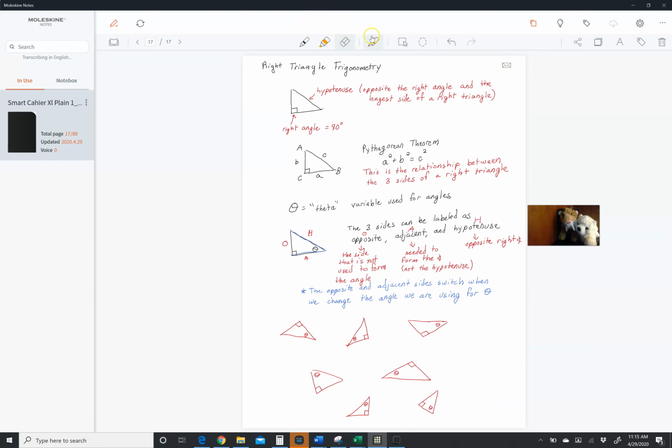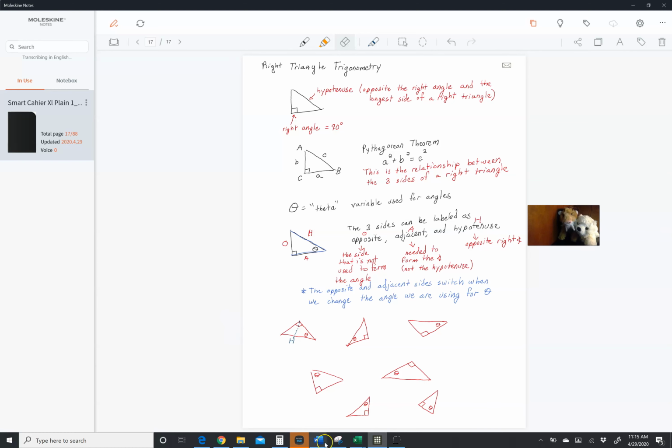Okay, so let's take these 7 triangles and just label the opposite, the adjacent, and the hypotenuse, based on the angle that you were given. So here we're given the angle over here. You could start with whichever one you want. If we start with the hypotenuse, if we take this right angle here and we just draw a line across, this tells us this is the hypotenuse.